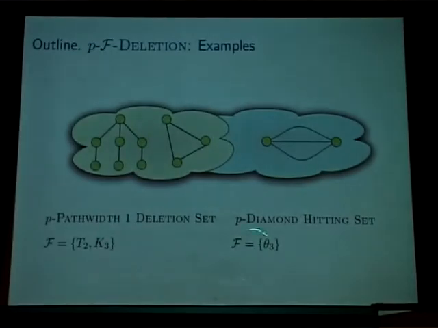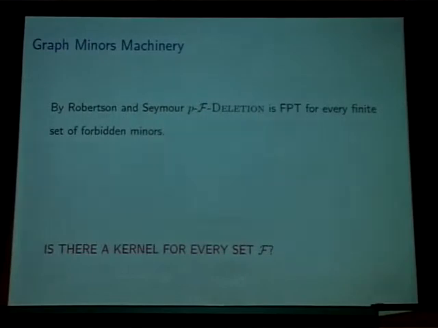Then the forbidden graph is theta 3. This is graph theta 3. So what do we know about this type of problem? By the Robertson-Seymour theorem, if I have an F-deletion problem, every instance of the problem is expressible by a finite set of forbidden minors. And then by the Robertson-Seymour theorem, all these problems are fixed parameter tractable.